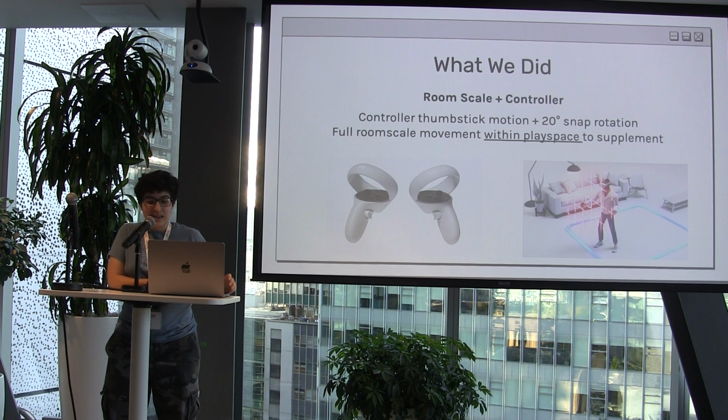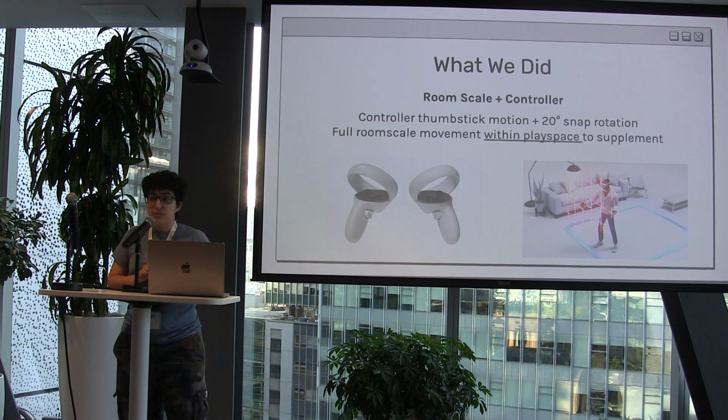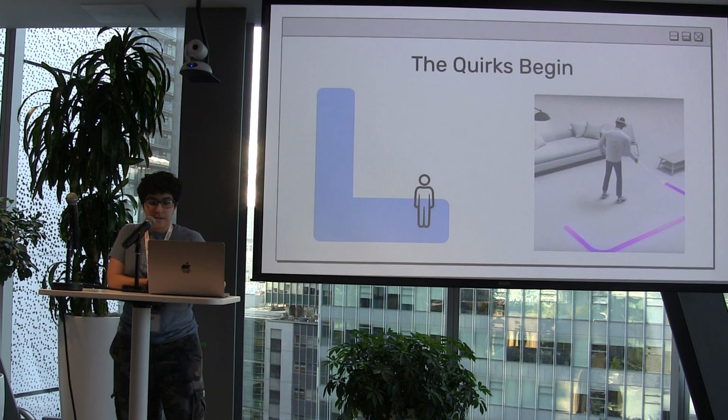So what did I do for my game? We went with room scale VR plus controller movement. It's not the most accessible, but we felt it was worth it for the escape room vibe we were going for. We used snap rotation, and we also had full scale room movement within a play space. So that meant that not only could people use controllers to walk around, they could also physically move around in real space to interact and look around it. So the quirks began right away.